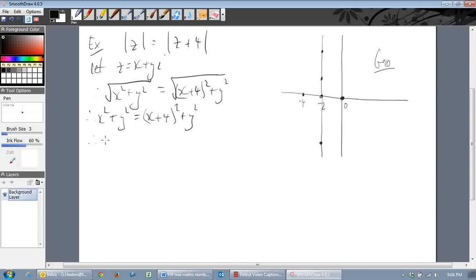Never mind. Therefore, y squareds cancel. X squared equals x squared plus 8x plus 16. X squareds now cancel out. Therefore, I'll bring the 8x here, negative 8x equals 16. Therefore, x equals -2. What does the line x equals -2 look like? Exactly that. So that's the line x equals -2 there. So that checks out with my geometric interpretation. So algebraically, geometrically, much faster if you can figure it out.